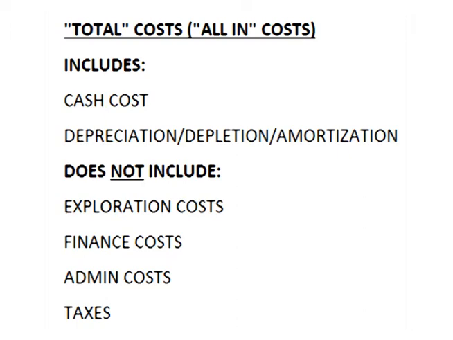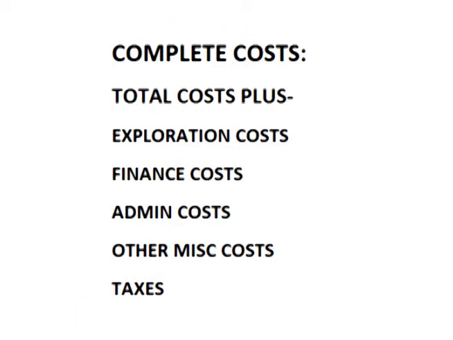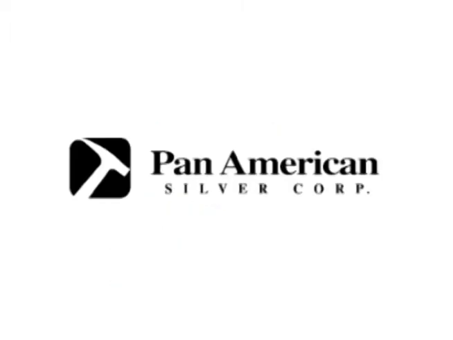Total costs are basically the total mining costs. It is not, however, the company's only expenses. So let's look at the other expenses a producer incurs. Like in the other two videos, I will use Pan American's 2012 annual report for an example.